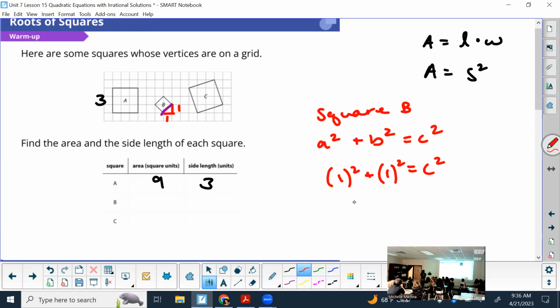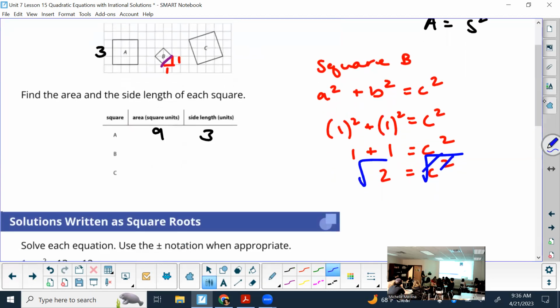What's 1 squared? Good, and then 1 squared again is also 1. The c is not alone, right? So what is the opposite of squaring something? Square rooting. And then first I should probably add the 1. What's 1 plus 1? All right, so we're going to square root to get the c fully by itself. And is 2 a perfect square? So then what's the square root of it?